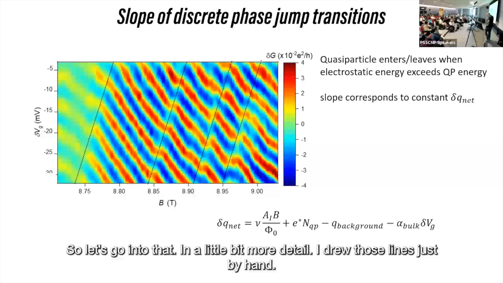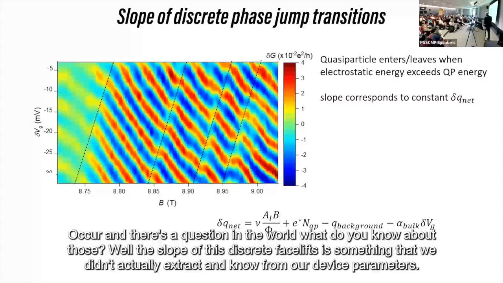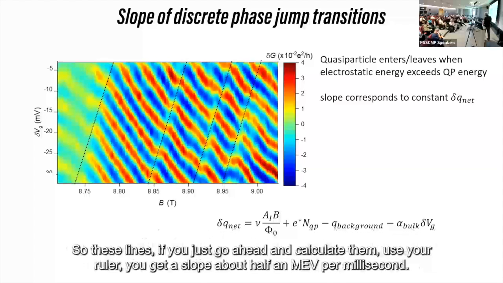I drew those lines just by hand. I said, well, if you look at these slanting lines, that's where the phase slips occur. And there's a question of, well, what do you know about those? Well, the slope of the discrete phase slips is something that we can actually extract and know from our device parameters. So these lines, if you just go ahead and calculate them, use your ruler, you get a slope of about half an MeV per millitesla.